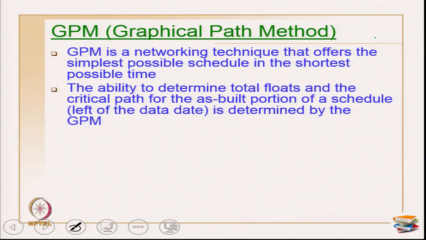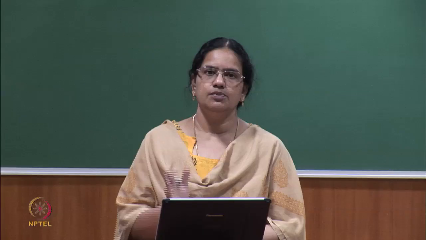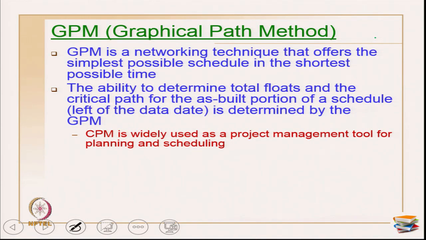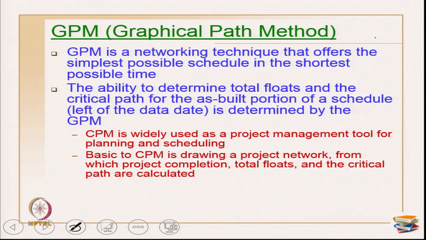Okay. When you are working on project controls, you will know what a data date is. Data date, the other name is status date. It is a date on which you take updates on the project progress. Okay. That is primarily determined by the CPM. Now CPM is widely used. Now these are the steps on building up the GPM. So CPM you know is widely used as a project management tool for planning and scheduling, and the basics of CPM is that you have to draw a network, and from there you calculate the project completion time, total floats, critical path, etc. Primarily you do network schedules and also you do network analysis on an AON network.